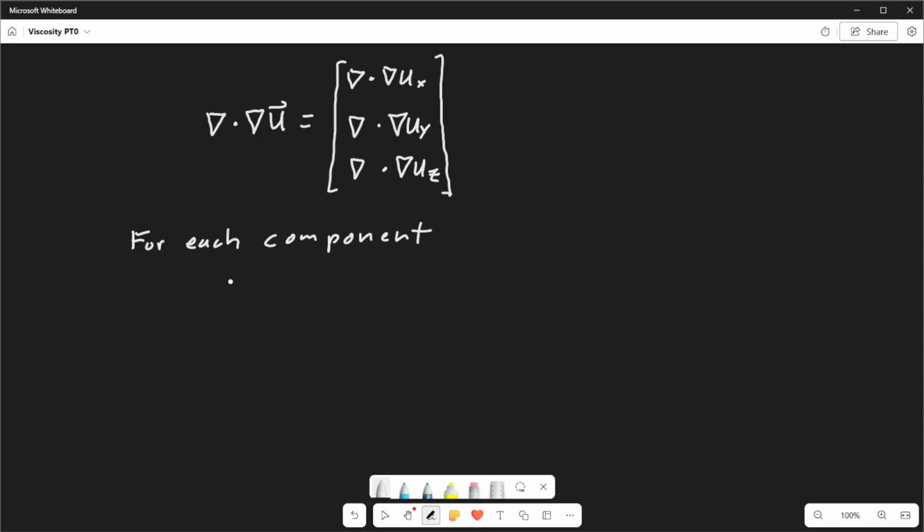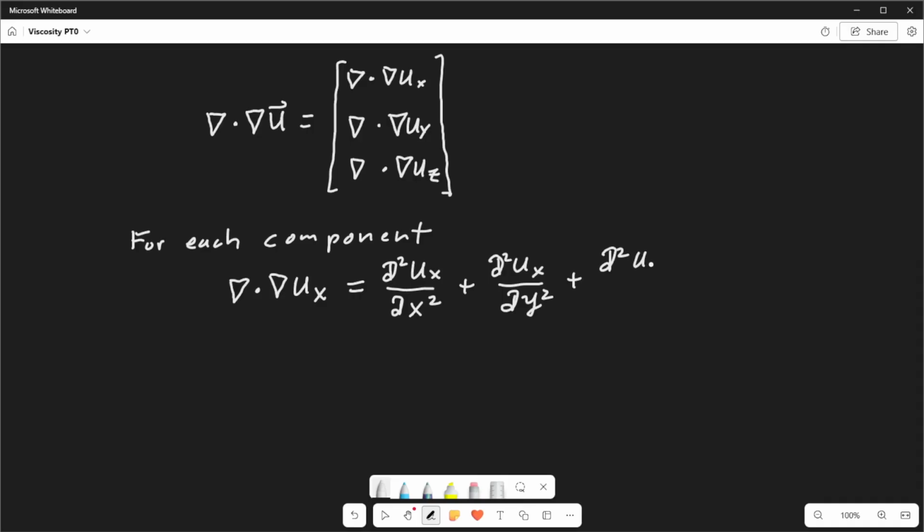we'll take the x component again. So it's basically the Laplacian of ux. And what this actually equals is the second derivatives of everything: the second derivative with respect to x squared of ux, plus the second derivative with respect to y squared of ux, plus the second derivative with respect to z squared of ux.